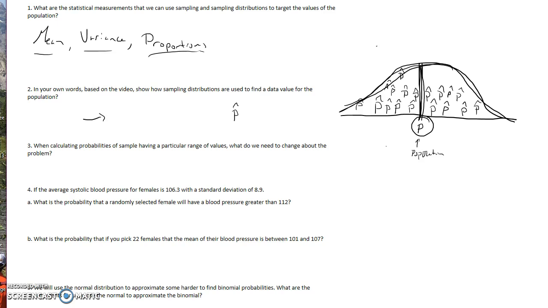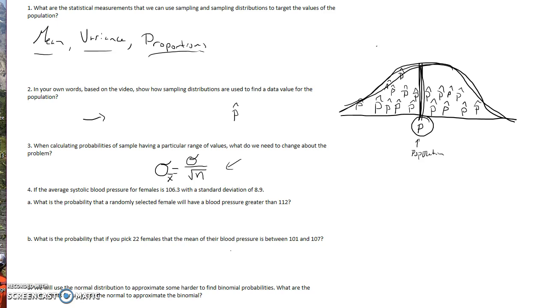So it says, when calculating probabilities of samples having a particular range of values, what do we need to change about the problem? When you are working with sampling distributions and probabilities, you need to change your standard deviation, because the standard deviation is going to be different for a sample of people as opposed to picking out a single person. So how do we calculate the standard deviation of sampling means? You take your old standard deviation for the data set and divide it by the square root of the number of samples you have. This is the standard deviation you're going to use when we're working with sampling means.